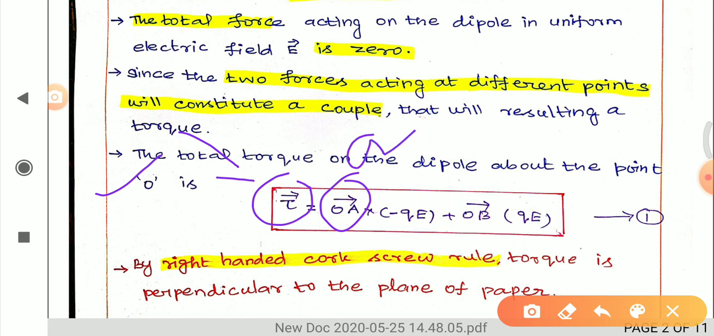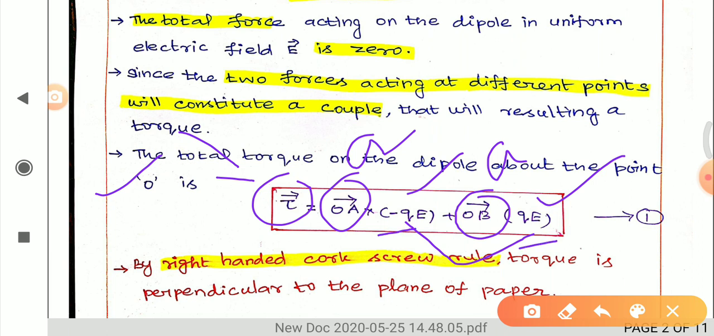OB is nothing but the distance from the midpoint. They are represented by small a. What are plus QE and minus QE? They are the forces exerted by the positive and negative charges. When we compare these two, we can understand that the magnitude of the force experienced by the positive and negative charge is the same, but the direction is different. That's why we are representing them as minus QE and plus QE.